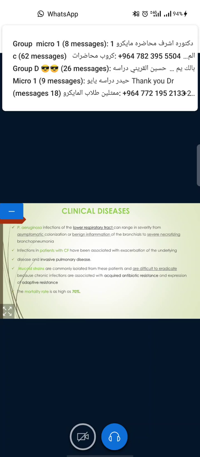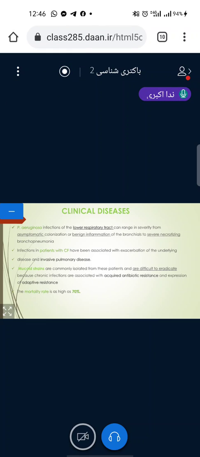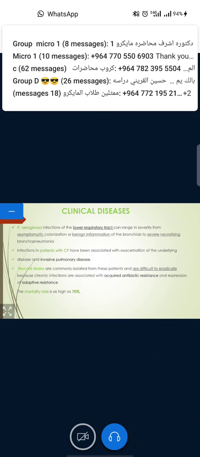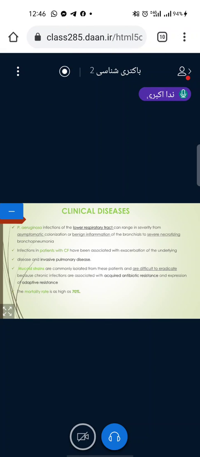Infections in patients with cystic fibrosis have been associated with exacerbation of the underlying disease and invasive pulmonary disease. Mucoid strains, just strains which produce exopolysaccharide on their surface, are commonly isolated from these patients and are difficult to eradicate, to remove. Why? Because chronic infections with this bacteria are associated with progressive increase in acquired antibiotic resistance and expression of adaptive resistance. And the mortality rate is as high as 70%.